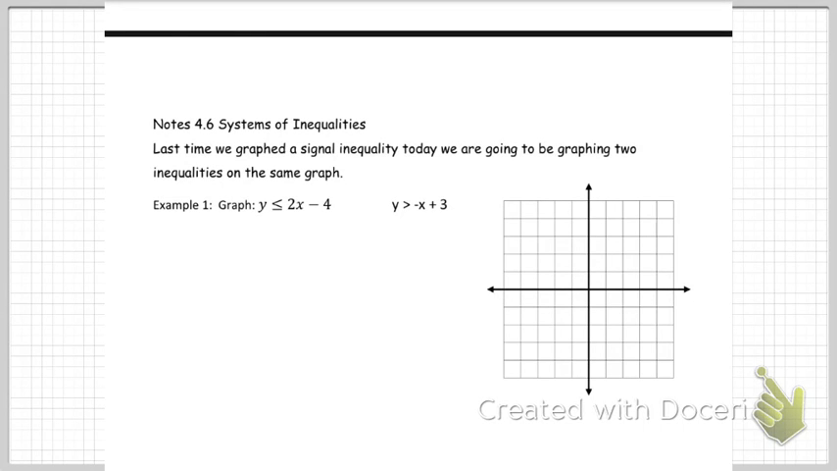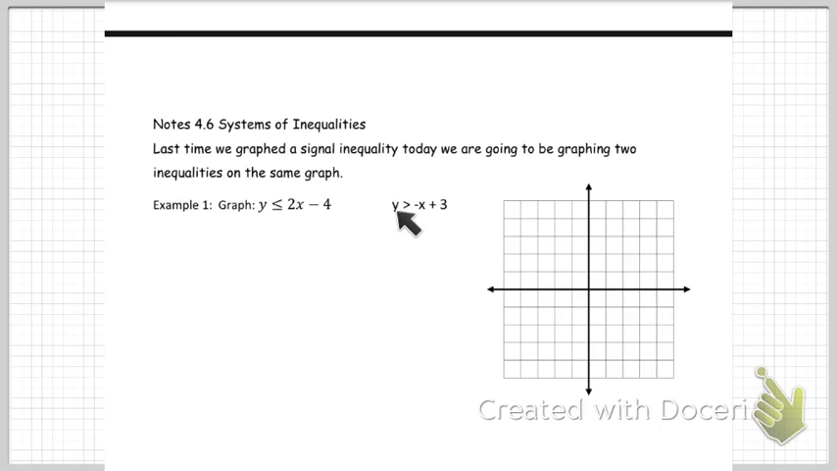Okay, students. Now this is 4.6 Systems of Inequality. So again, we learned about linear inequalities, and we learned how to graph a linear inequality based on the slope and the y-intercept. And then we talked about the symbols, and whether we use a dashed or solid line based on whether it's a greater than or less than symbol. For a dashed line, a greater than or equal to symbol, like here, that would be a solid line.